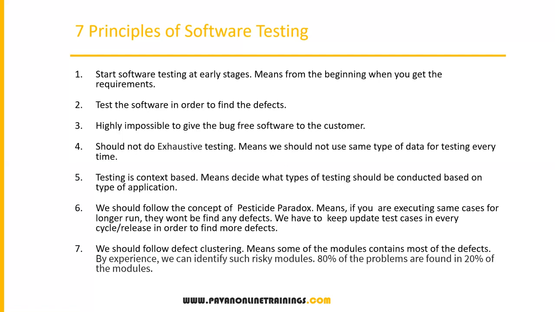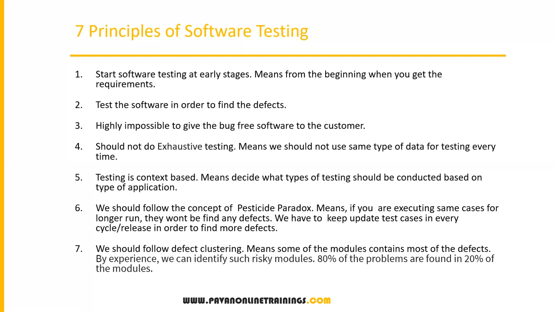We have to keep updating test cases in every cycle or release in order to find more defects. This is the sixth principle. Now the seventh principle, the last principle: we should follow defect clustering.